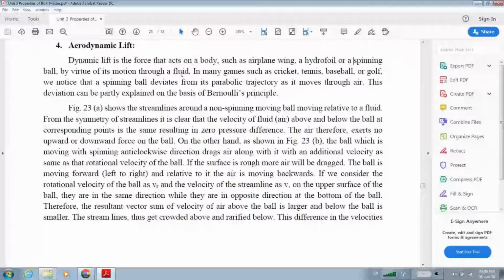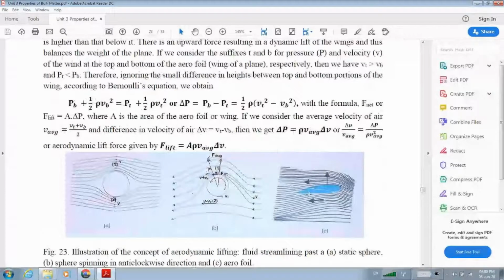And similarly, when we come to the aerofoil, here the aerofoil is nothing but the area of cross section of the aeroplane wing. So if you see here, this is the aerofoil, or area of cross section of the aeroplane wing, and on the top of the aerofoil, the path is a curved path.